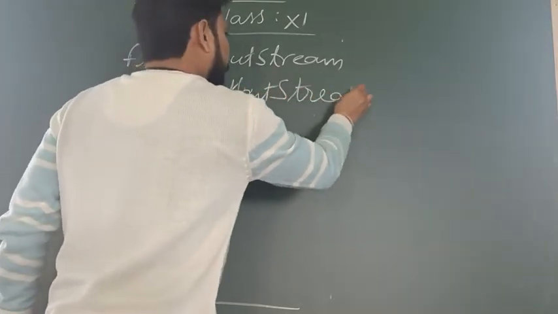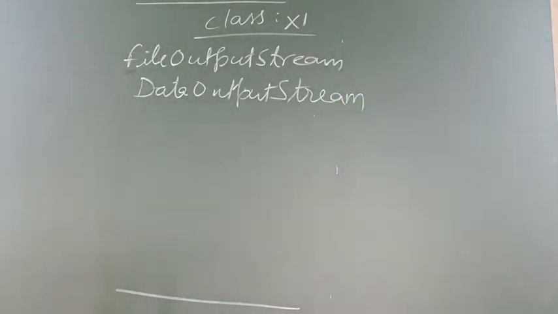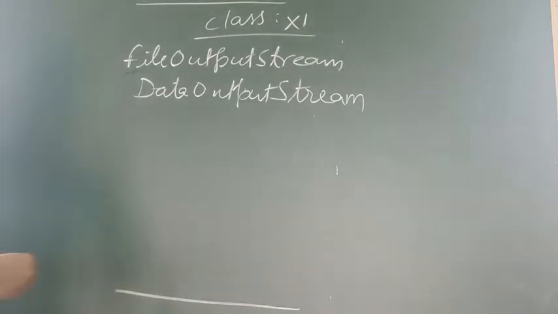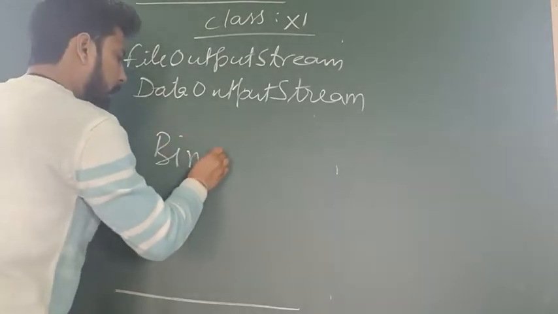Now the role of the file output stream is to link your file with Java. Suppose there is one file, abc.dat. The binary file extension is .dat.